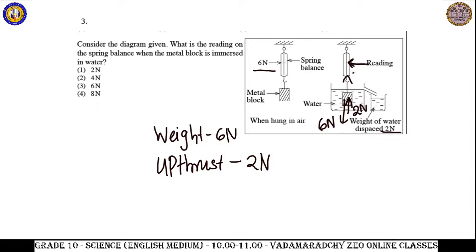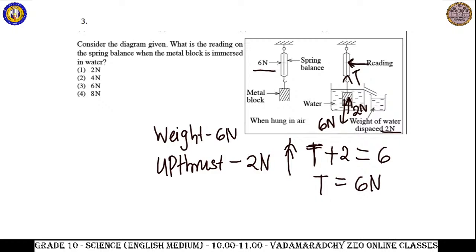So they are asking this. The object is at equilibrium since the object is at rest. So we can say T plus 2, since there are two upward forces, T plus 2 is equal to 6. Sorry, T is 6 minus 2, that is 4 Newton. Okay, this is the answer.